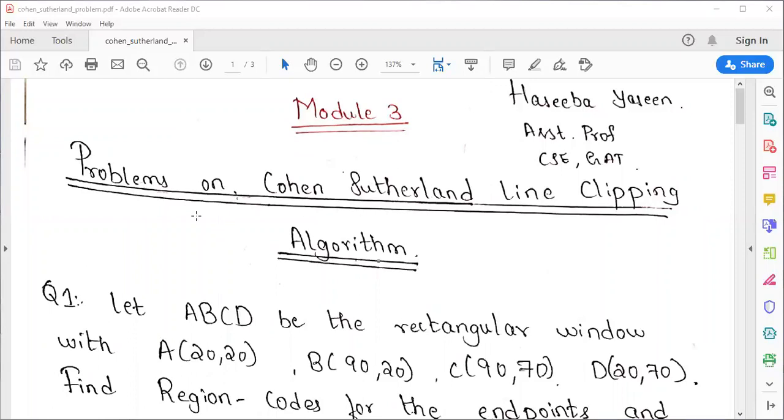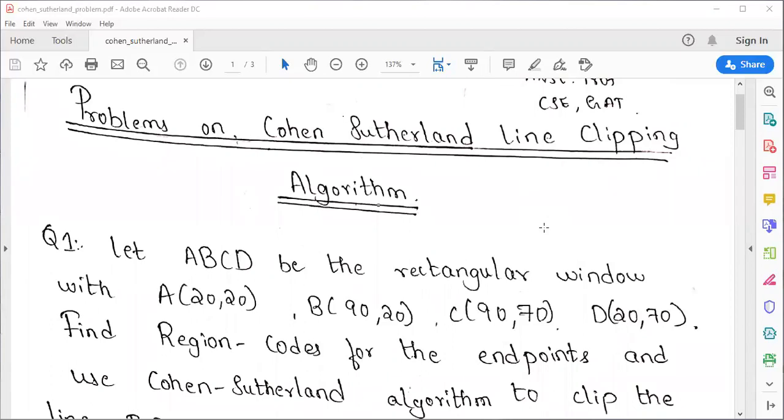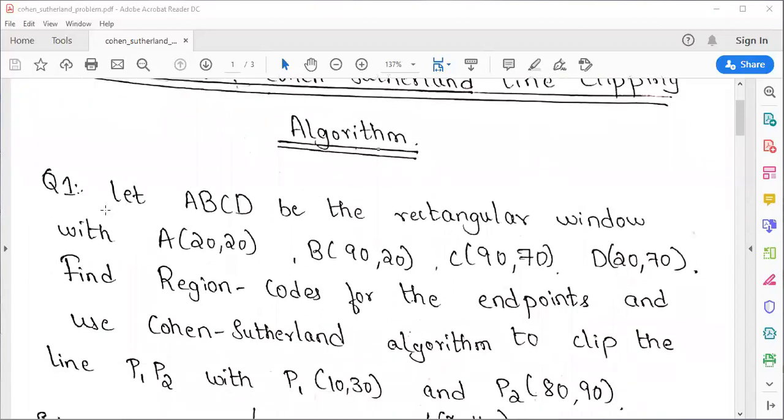Welcome to today's session on a problem on the Cohen-Sutherland line clipping algorithm. So let us start with the problem. The problem statement is as follows.